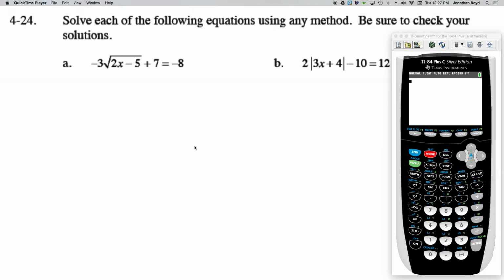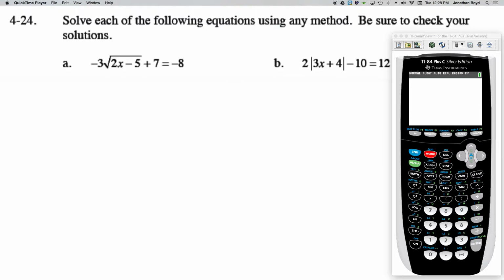Problem 4-24. Solve each of the following equations using any method. Be sure to check your solutions. Problem A. Negative 3 times the square root of the quantity 2x minus 5, plus 7 equals negative 8. I'm going to solve this algebraically, and then I'm going to check that answer on my calculator.